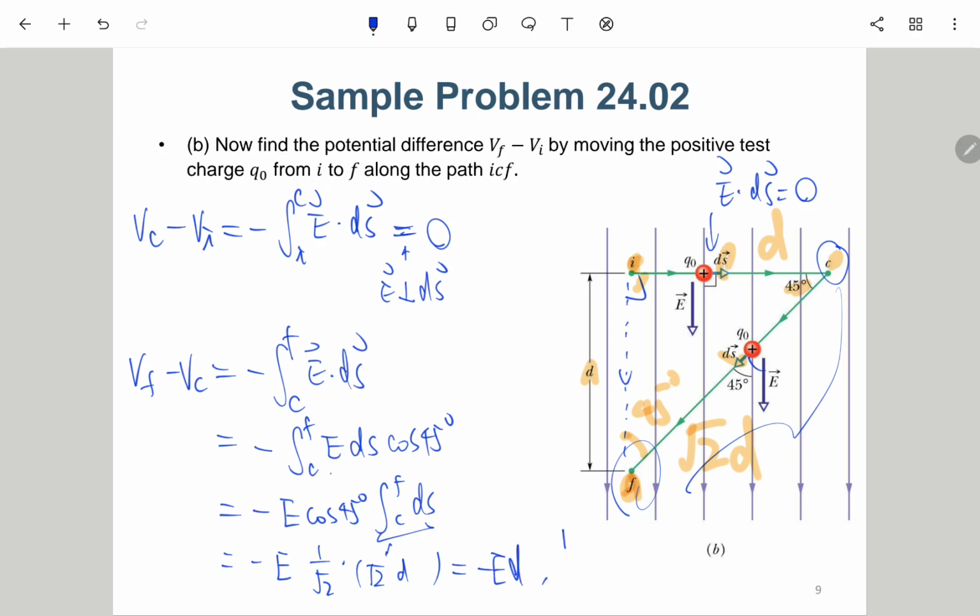Finally, Vf minus Vi should be this one added with this one. Vc and negative Vc cancel, so it will be negative Ed plus 0, which is negative Ed. So we get the same answer. Okay, so far any questions?